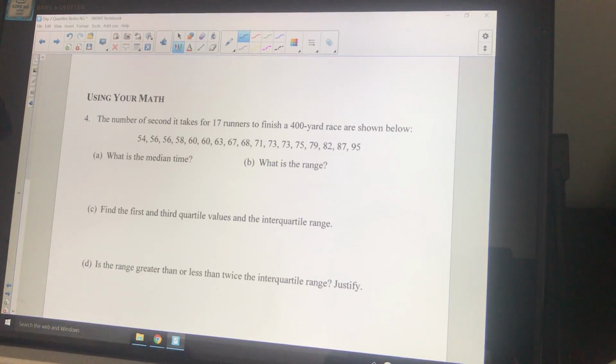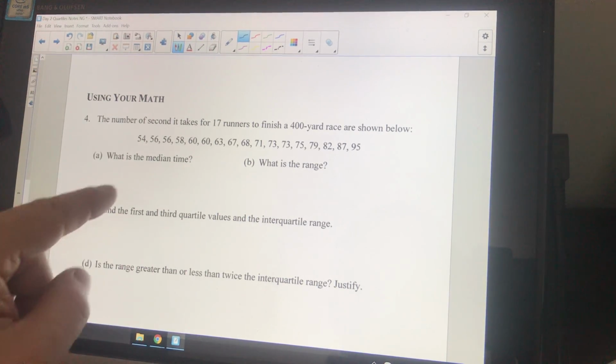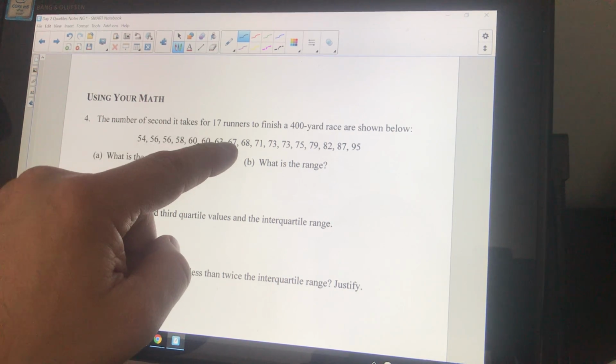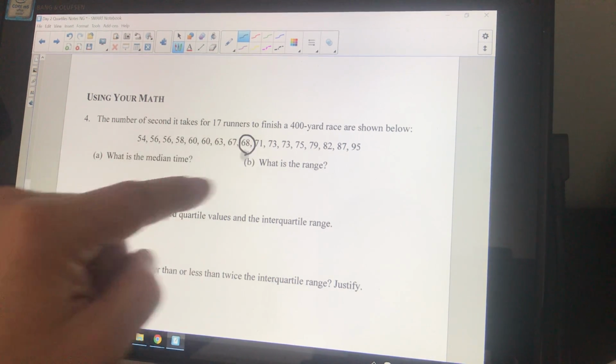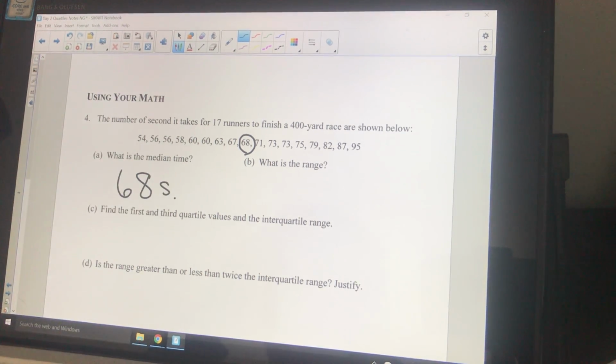Okay, the number of seconds it takes for 17 runners to finish a 400-yard dash are shown below. So how many numbers are there? There's 17 of them, okay? What is the median? 1, 2, 3, 4, 5, 6, 7, 8, 9. That 68 seconds should be the number in the middle. I'm going to label it with S, 68 seconds.